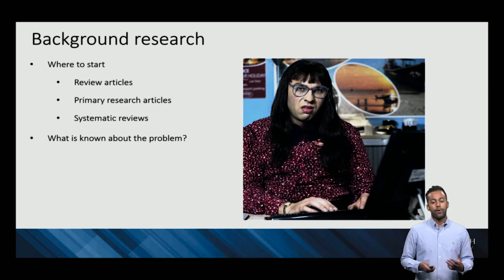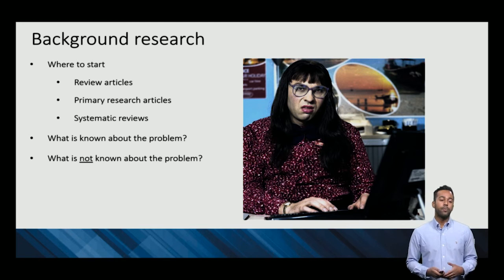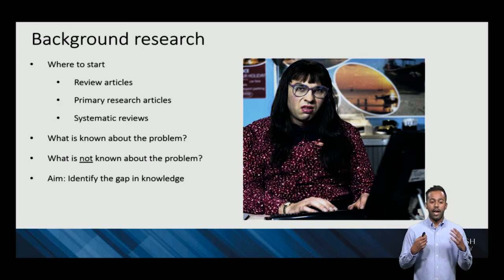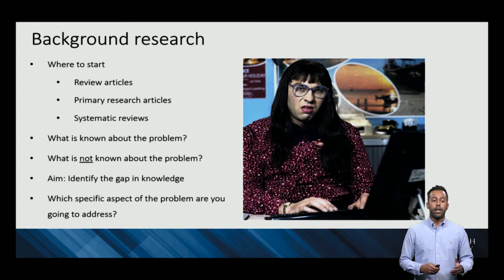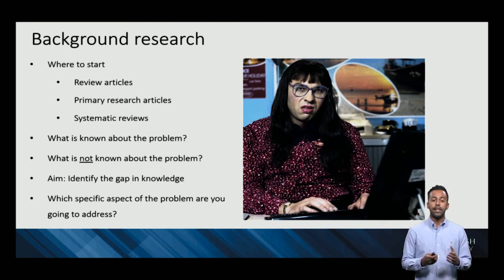So we need to think about what is known about the topic. So think about all the existing research, the gold standards of treatment perhaps, and what is known about if we have a gene of interest or a pathology. We need to think about what's not known about the problem, and then we need to identify that gap in knowledge, and it's that gap in knowledge that's going to be the focus of your research question. Now, you need to think about what specific aspect of the research problem you're going to address, because a lot of this research can be quite broad, so you need to narrow it down and focus on a certain topic.